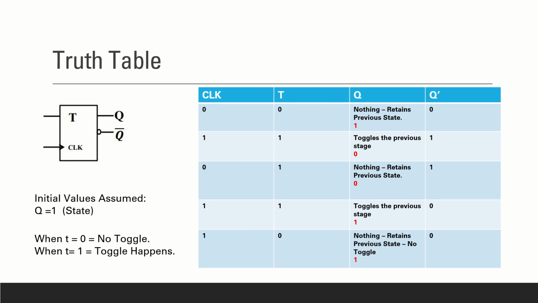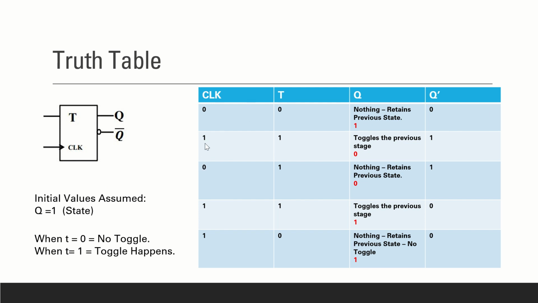Can we go ahead with this understanding towards drafting the truth table? Yes, we have to do that right now. Clock is 0 and T is 0. I told you whenever clock is 0, I don't have to bother about anything. It will retain the previous state. What is the initial state assumed? I have assumed it as 1. So the state would be 1 here. Q is 1 here and Q bar is 0.